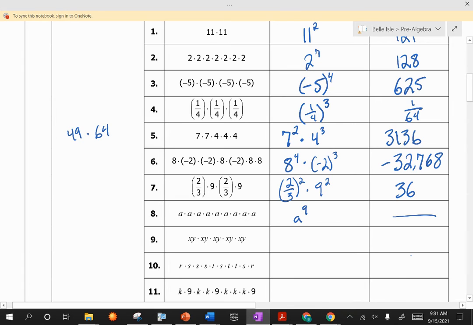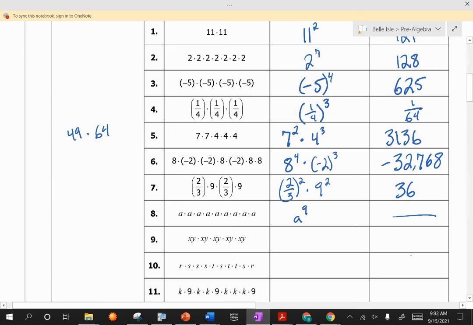Here's 6, 7, 8. For 6, hopefully you ended up getting, you have a question, Patterson? No. You got 8 to the 4th times negative 2 to the 3rd. Should have given you negative 32,768. Number 7, you got 2/3 squared times 9 squared, which ends up giving you 36. Then on 8, it's our first one where we have a what?